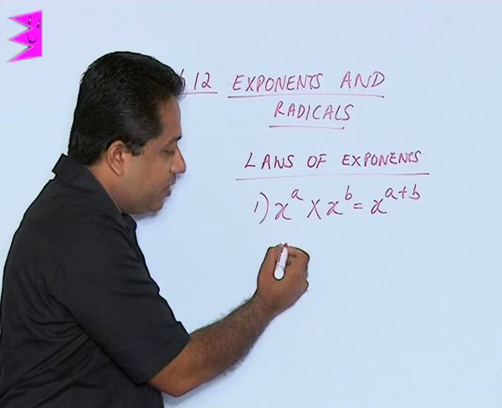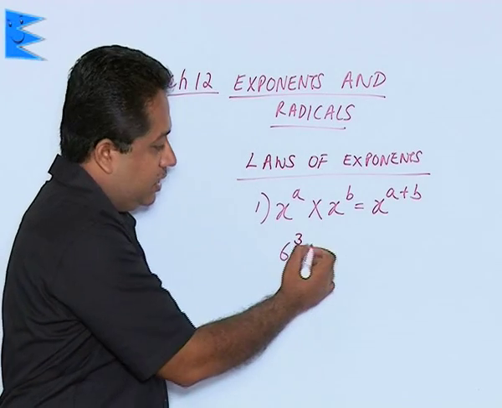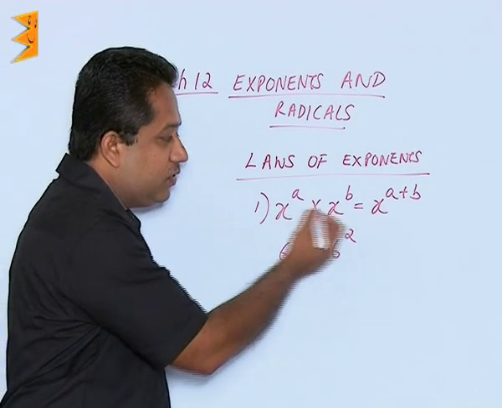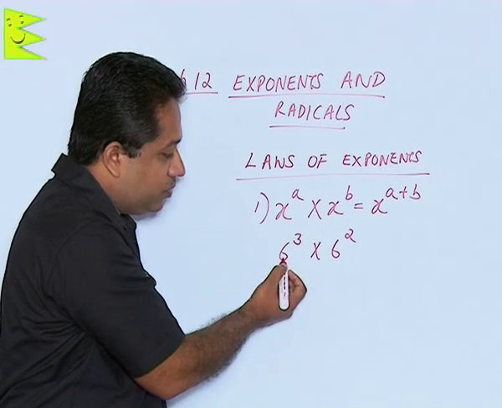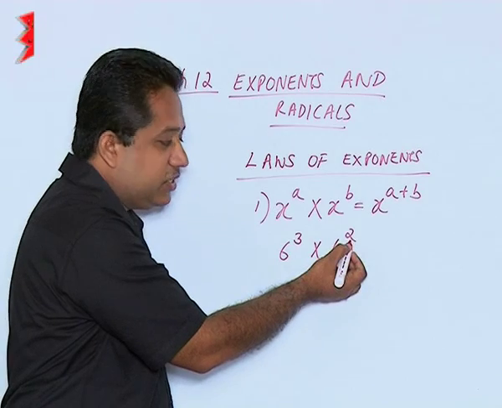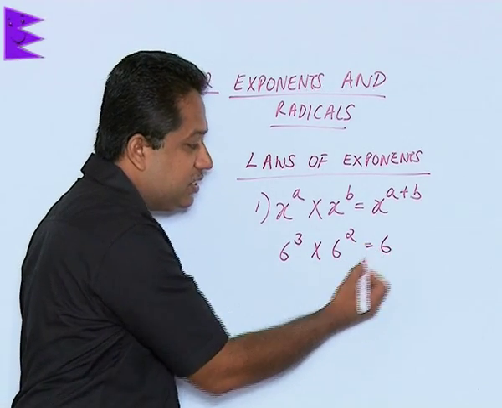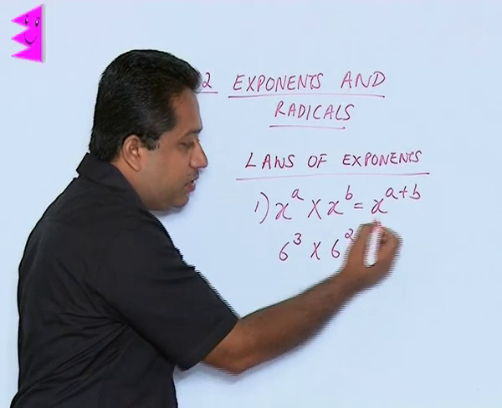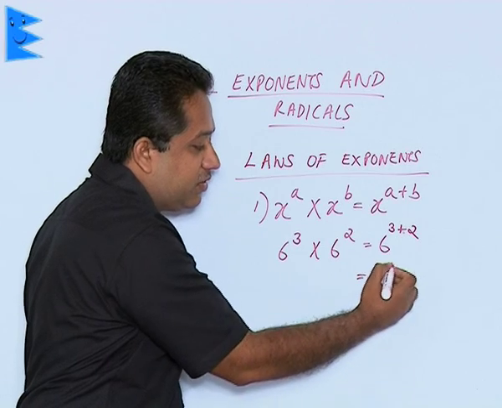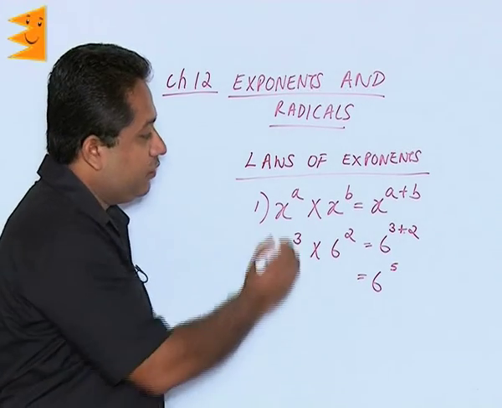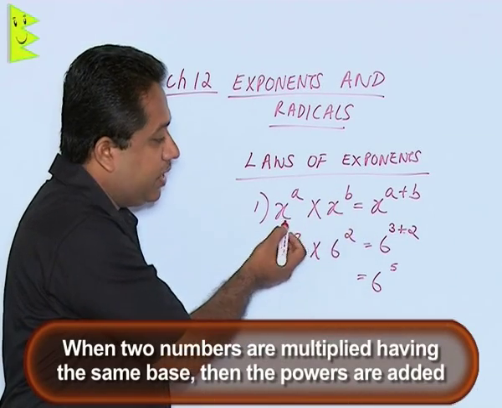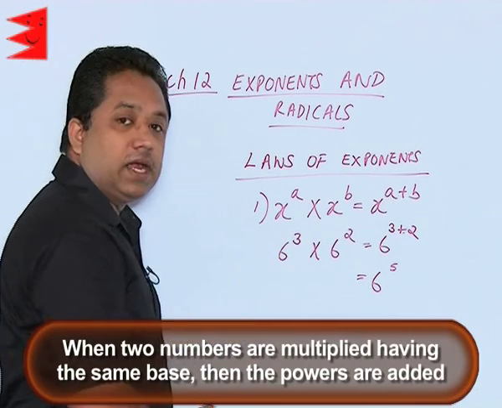Let us take an example: 6 to the power 3 multiplied by 6 to the power 2. This is an application of this law. Here the base is 6, the powers are 3 and 2. So the answer will be 6, the base, and the powers are added: 3 plus 2. Therefore, we get the final result as 6 to the power 5. So, the first law, x to the power a into x to the power b: when two numbers with the same base are multiplied, the powers are added.